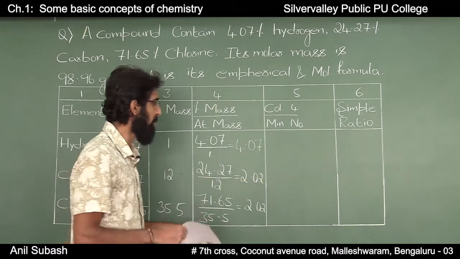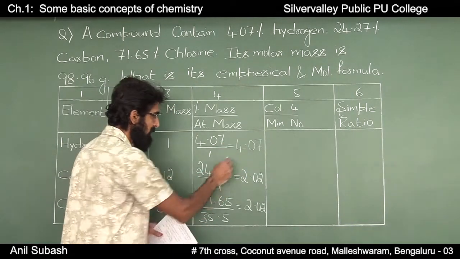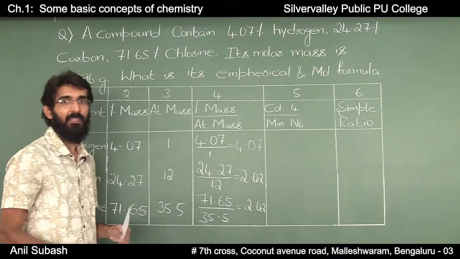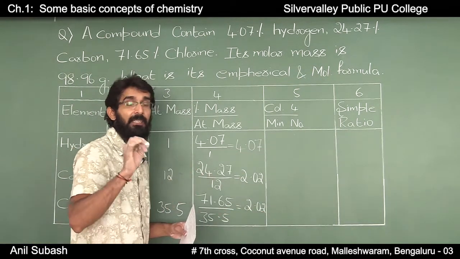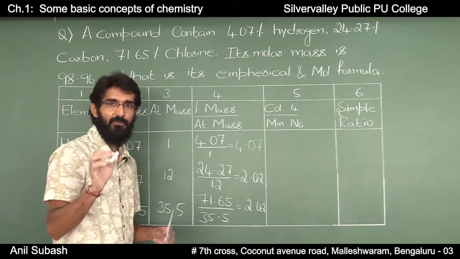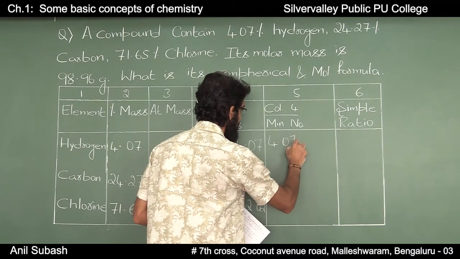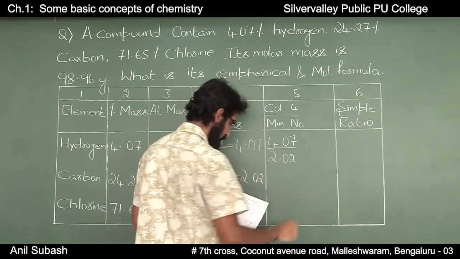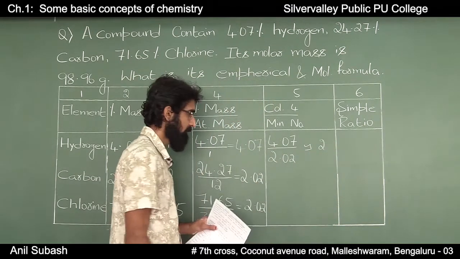In the fifth column, you are supposed to divide the value in column 4 by the minimum number in column 4. That is, column 4 has 3 values, 4.07, 2.02 and 2.02. Now, you are supposed to divide these numbers by the lowest number, and the lowest number can be taken as 2.02. That is 4.07 by 2.02, that comes out to be approximately 2.